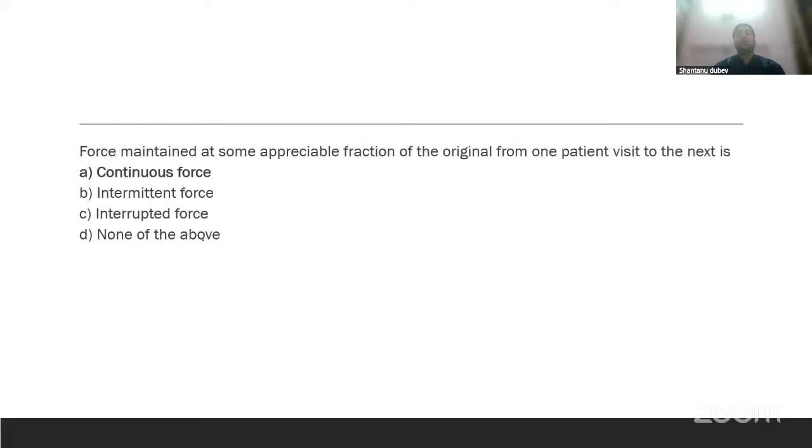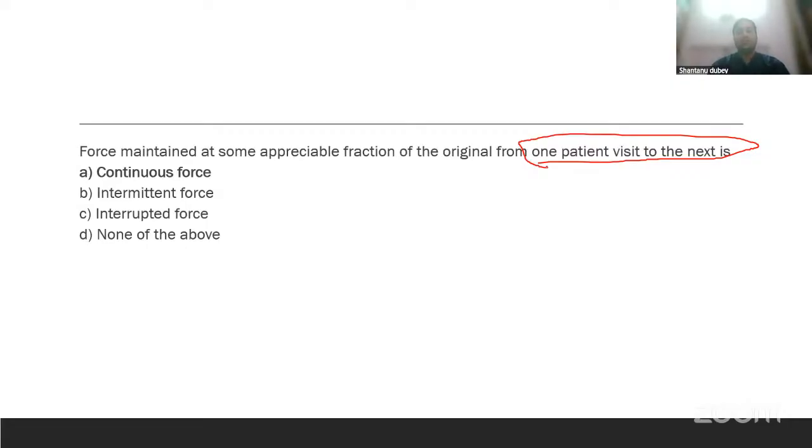Force maintained at some appreciable fraction of the original from one patient visit to the next. So a force is being maintained in its original form, whatever force was given. For example, 5 Newton force was given. The patient comes to you for another visit. Don't get lost in the question. Whatever hi-fi language they use, just apply simple logic, a simple example. A patient comes to you, you give 5 Newton force, you send the patient home. The patient comes for another visit next month, and the patient still has 4 to 5 Newton force.